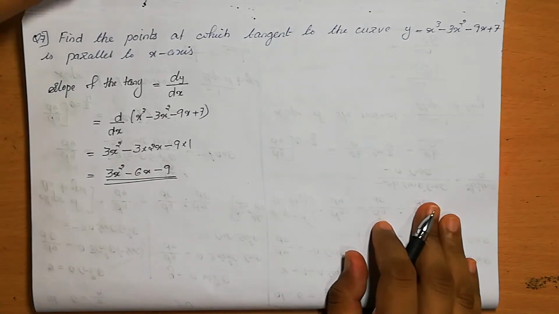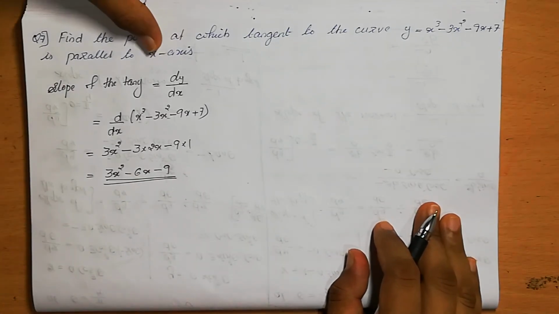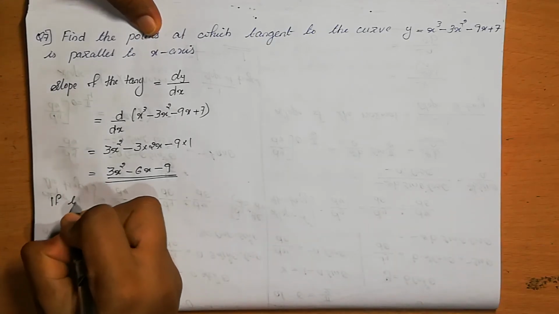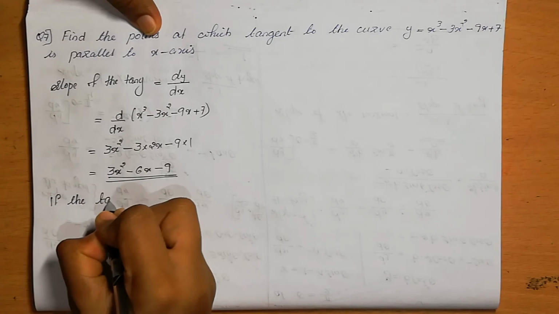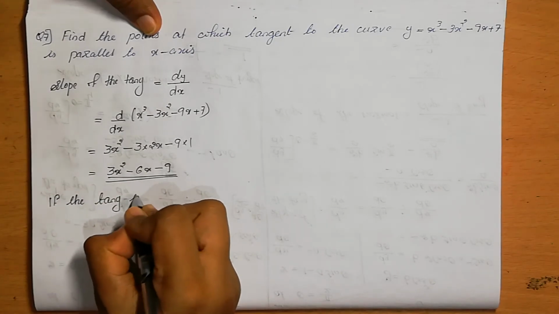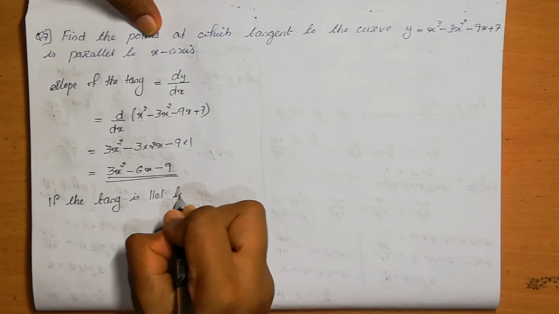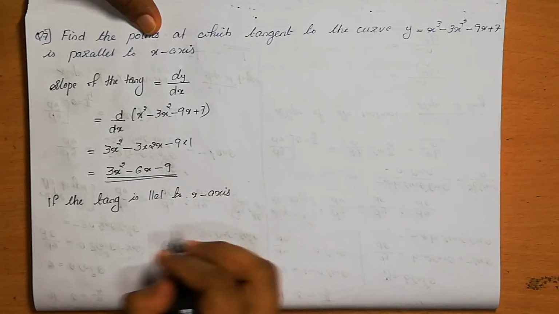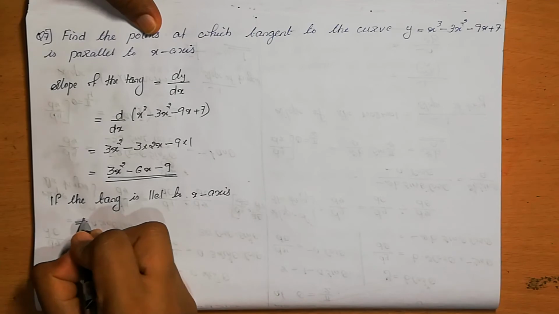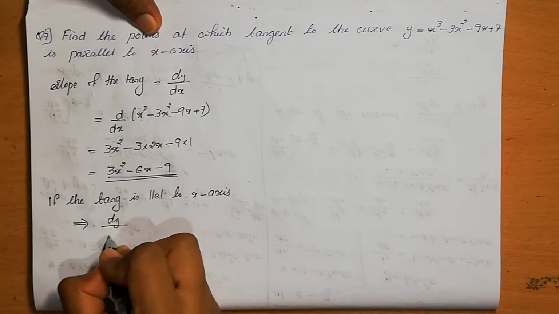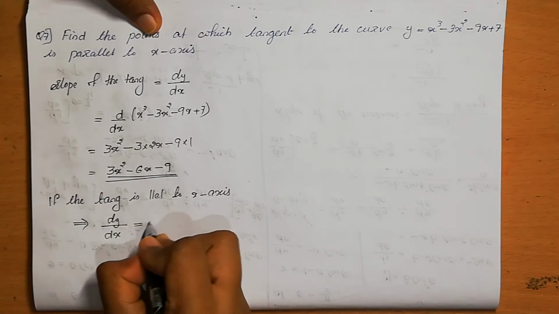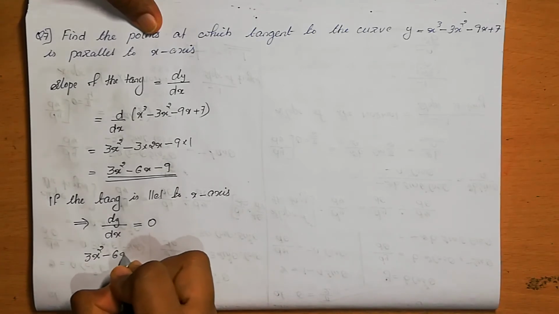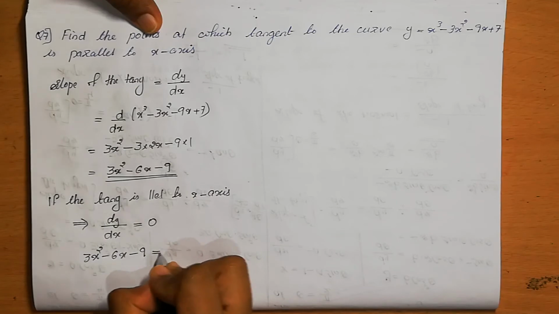Next they have given that the tangent to the curve is parallel to x-axis. That means if the tangent is parallel to x-axis, from there we can write the slope is equal to 0 only. If tangent is parallel to x-axis, dy by dx equal to 0. That means 3x square minus 6x minus 9 equal to 0.